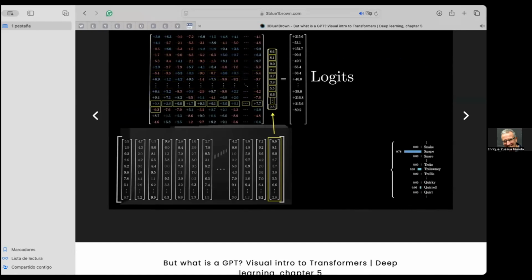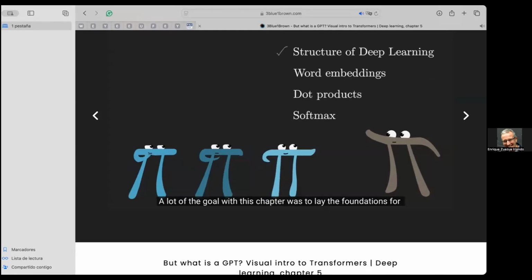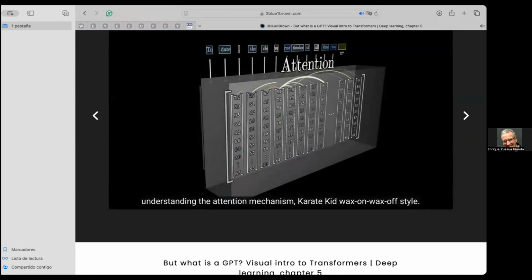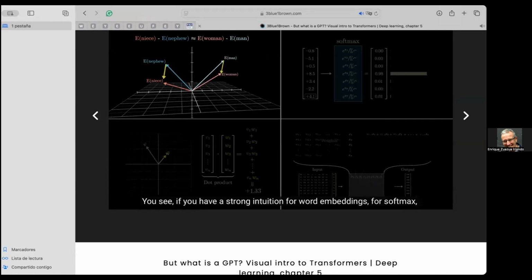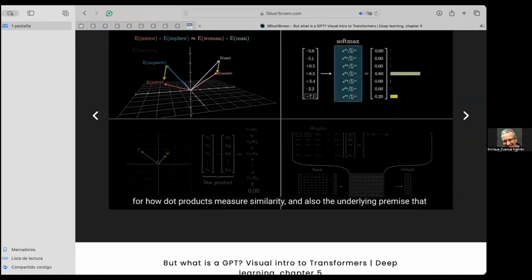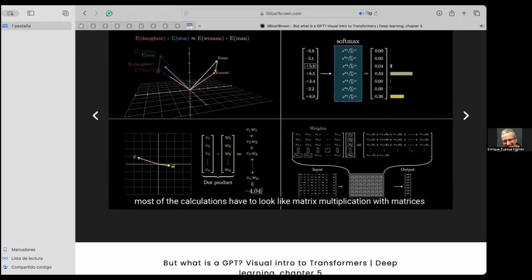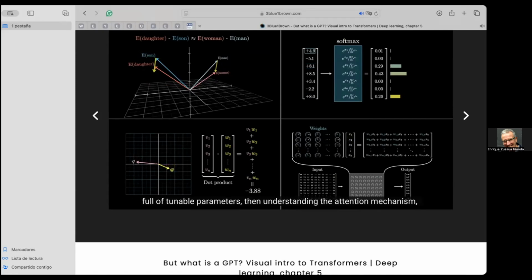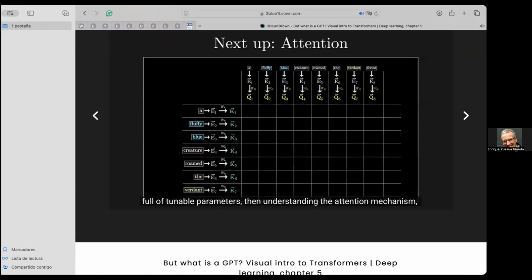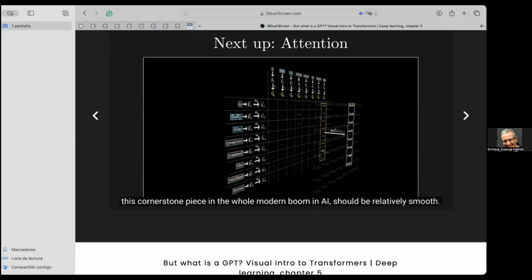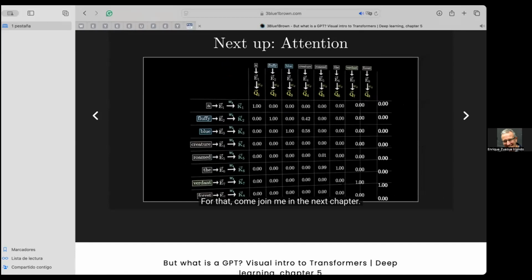A lot of the goal with this chapter was to lay the foundations for understanding the attention mechanism, Karate Kid wax on, wax off style. You see, if you have a strong intuition for word embeddings, for softmax, for how dot products measure similarity, and also the underlying premise that most of the calculations have to look like matrix multiplication with matrices full of tunable parameters, then understanding the attention mechanism, this cornerstone piece in the whole modern boom in AI, should be relatively smooth. For that, come join me in the next chapter.